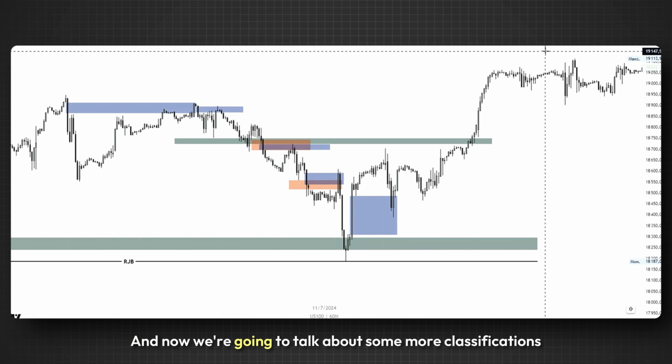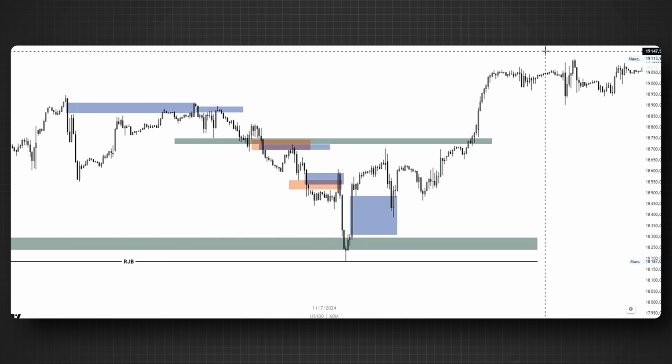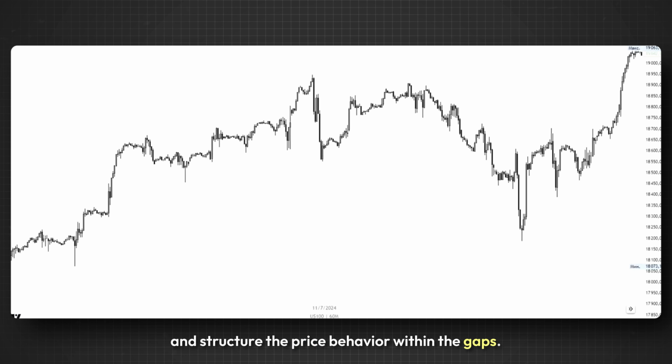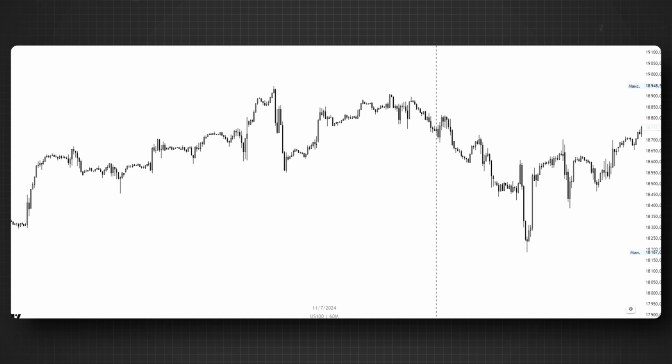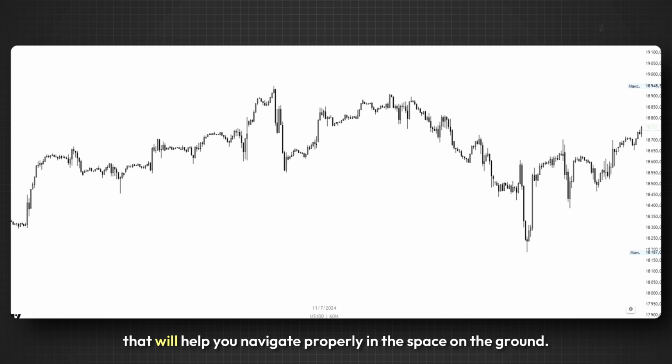And now we're going to talk about some more classifications that will help you contextually understand and structure the price behavior within the gaps so that you understand where to look. So let's move on, and I want to show you one more classification that will help you navigate properly in the space on the ground. Not just some theories to operate, but clear, concrete concepts that will give you clear, concrete instructions. We have what we have listed: the strategic matrix and tactical. So it's like a matryoshka doll. It's like a nesting doll. And now I'll show you two more classifications.